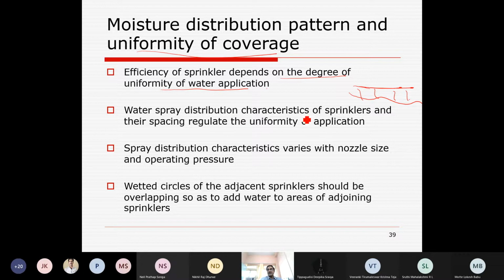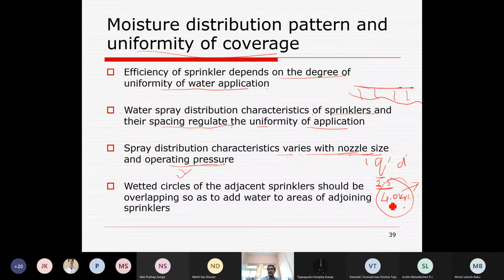So water spray distribution characteristics of sprinklers and their spacing regulate the uniformity of water application. Spray distribution characteristics vary with nozzle size, and that's why we need to decide what size of nozzle it should be so that it is a more uniform condition. They also vary with operating pressure. Suppose the operating pressure is higher than required. Suppose the system is asking to run at 2.5 kg per centimeter square, and we are running at 4 kg per centimeter square, what will happen? It will simply mist the coming out jet, and its coverage and uniformity will deteriorate.